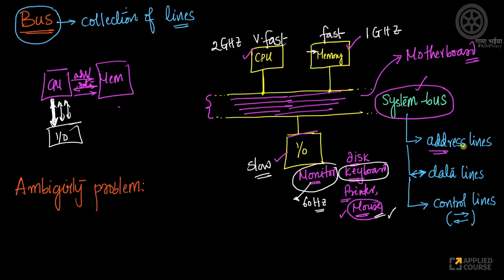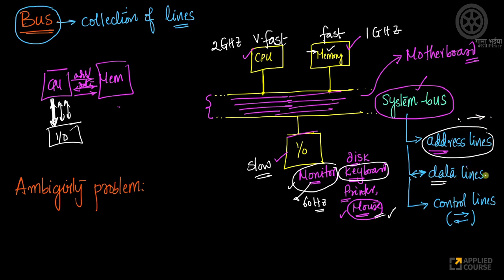Your system bus itself will contain address lines, because whether you want to address a memory location or an IO device, you need address lines to say which memory location you want if you're addressing a memory cell, or which IO device you want to read data from or write data to. Address lines are unidirectional. Address lines are always going out, from CPU to the IO device or CPU to the memory device, right?